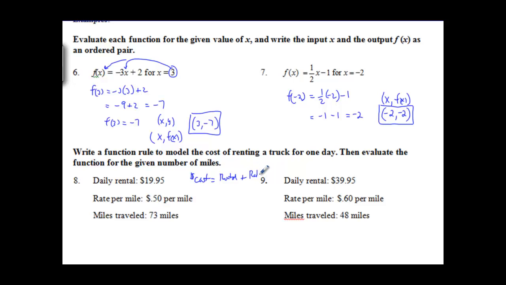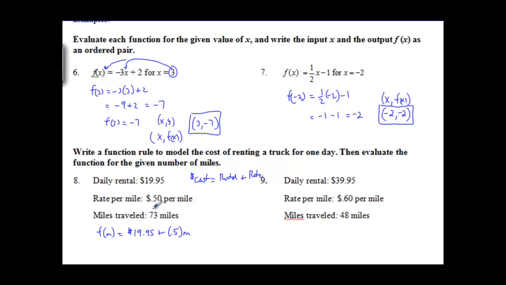So this is the rate. If we take the rate per mile and add that to the daily rental, that should give us the cost that we get. Writing it as a function rule, let's use f of m, where m is miles. It's going to cost us $19.95 to rent, and we add that to the rate per mile. We're charged 50 cents per mile. So f of m equals $19.95 plus 0.5 m.